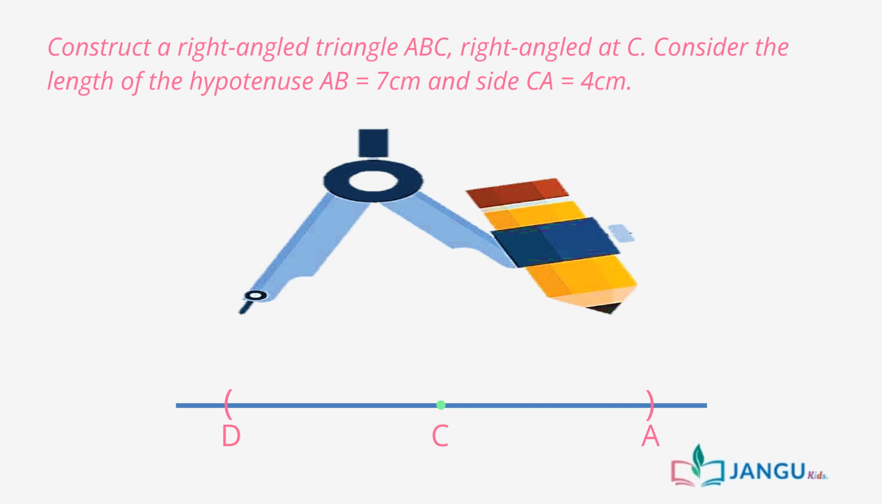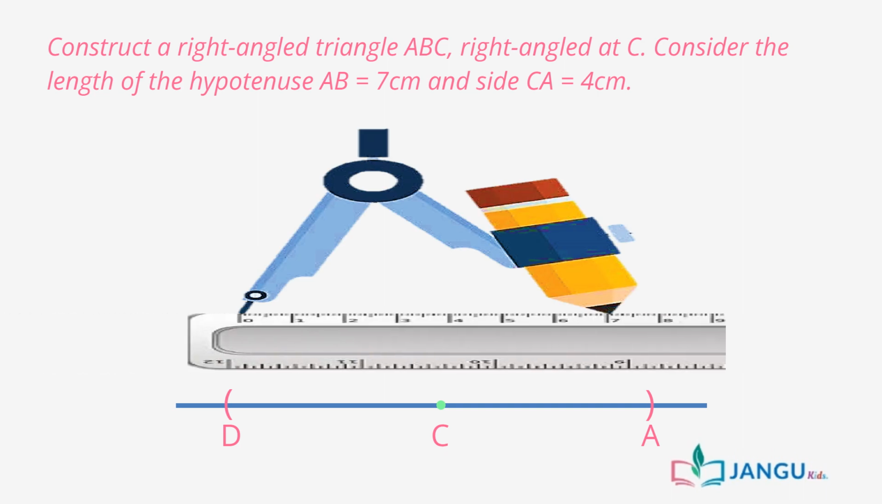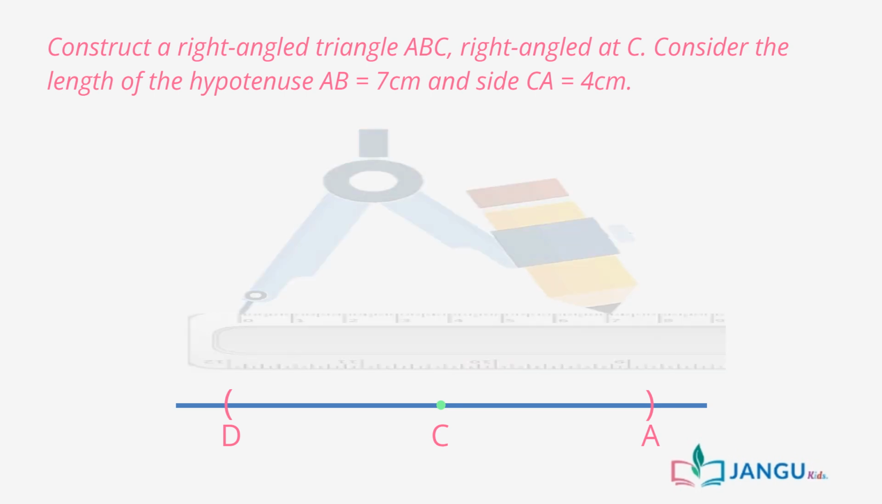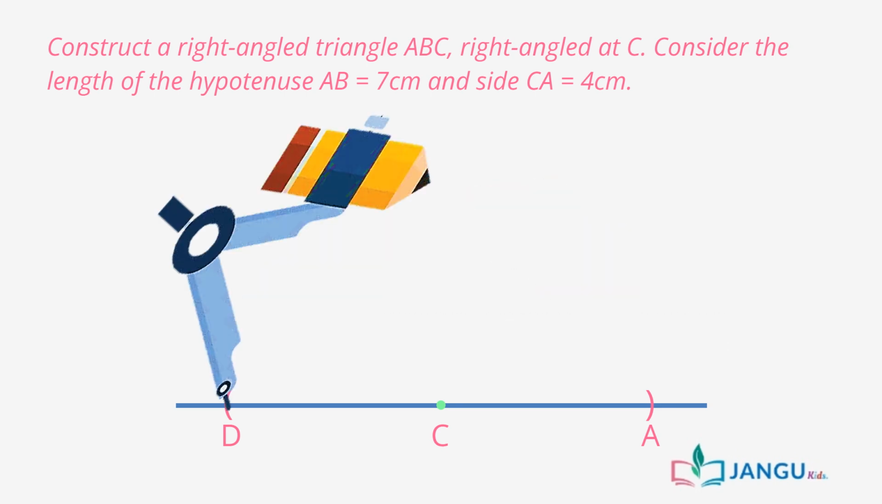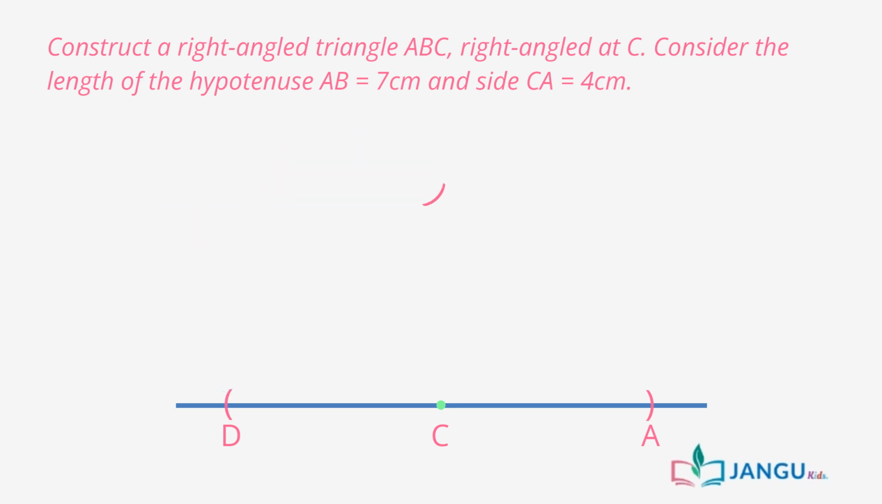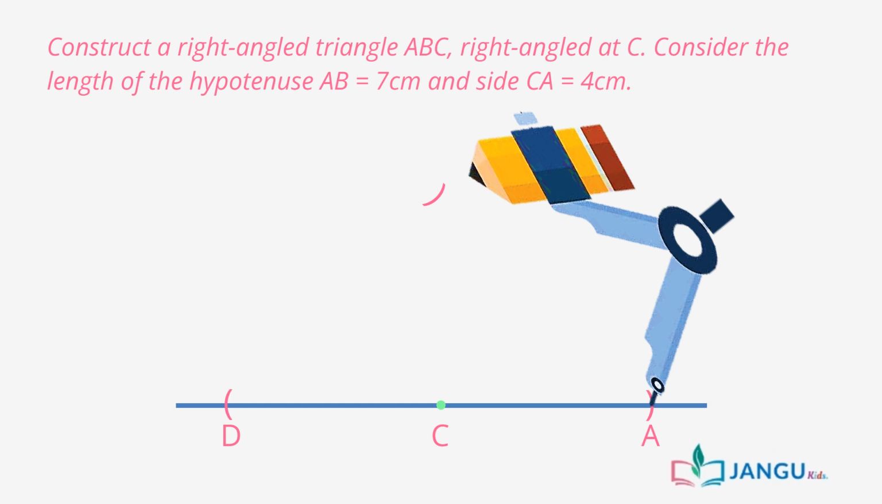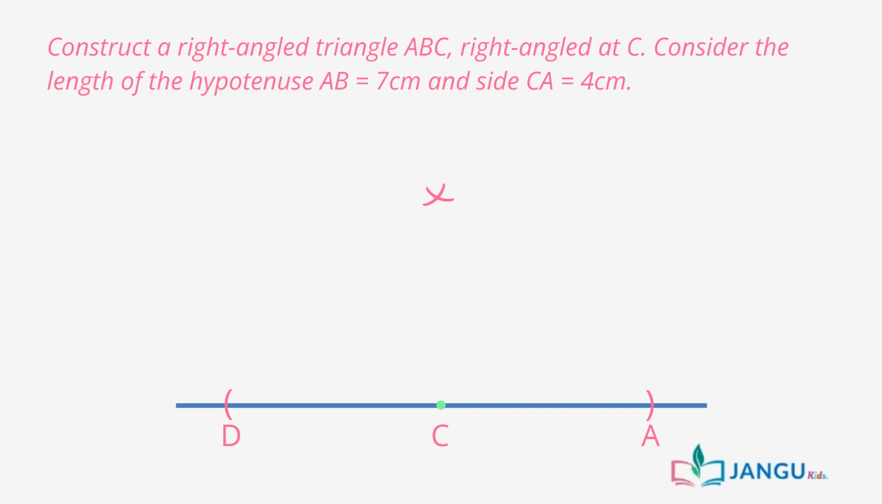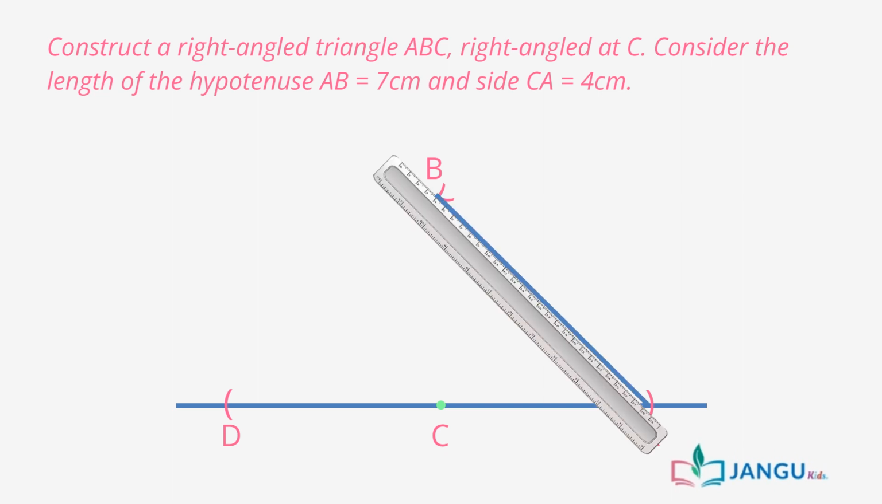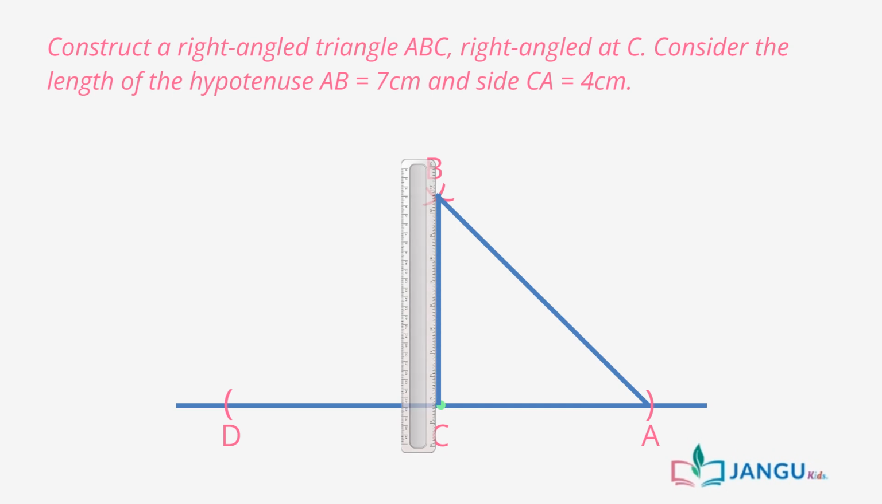Step 5. Set the compass width to the length of the hypotenuse, that is 7 centimeters. Step 6. Place the pointer head of the compass on point D and mark an arc above C. Step 7. Place the pointer head of the compass on point A and mark an arc above C. Step 8. Mark the point as B where the 2 arcs cross each other. Step 9. Join the points B and A as well as B and C with the ruler. And there you have it. You've successfully drawn a right-angled triangle.